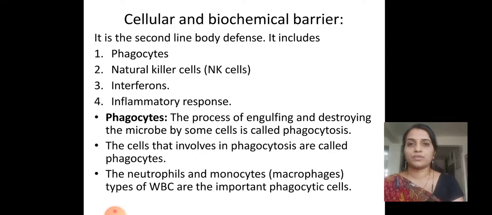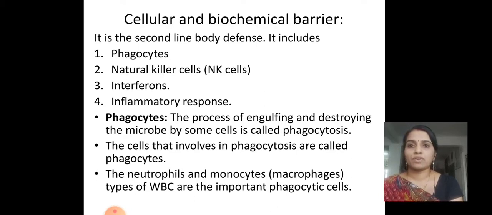Now in today's video we are going to learn about cellular and biochemical barriers. This is the second line of body defense. It includes phagocytes, natural killer cells, also called NK cells, interferons and the inflammatory response. These are the four areas through which we are going to focus on cellular and biochemical barriers. Out of which, first is phagocytes.